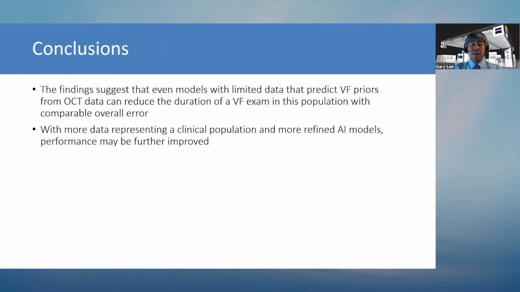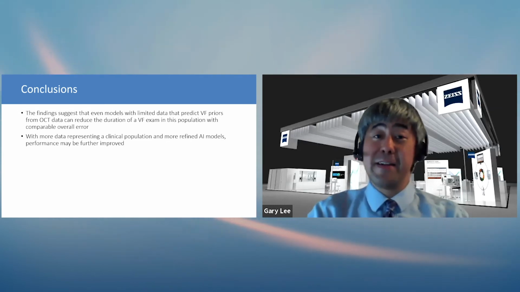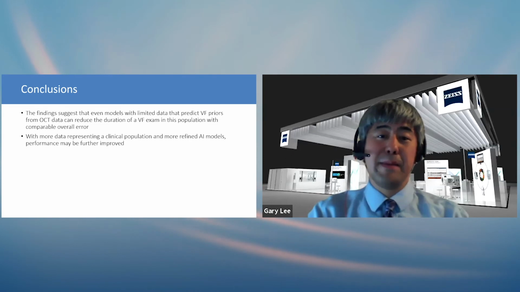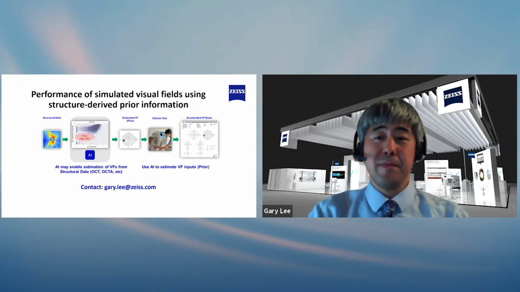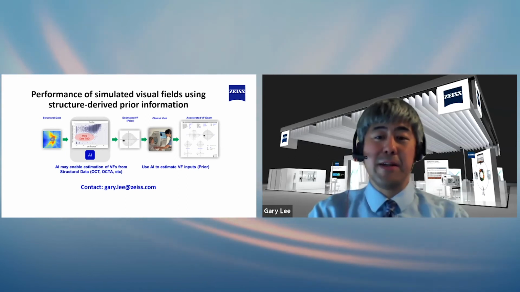So overall, the preliminary findings suggest that in this particular population, even AI models with limited data used to predict the structure-derived visual field priors from OCT data can reduce the duration of a visual field exam with comparable accuracy. And we believe that with more data better representing the clinical population and with more refined AI models, performance may be further improved. And with that, I'd like to thank my co-authors, and I'm happy to take any questions.